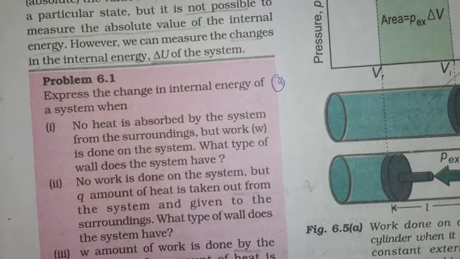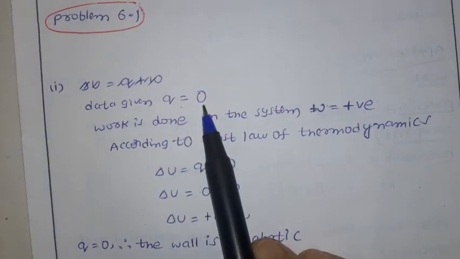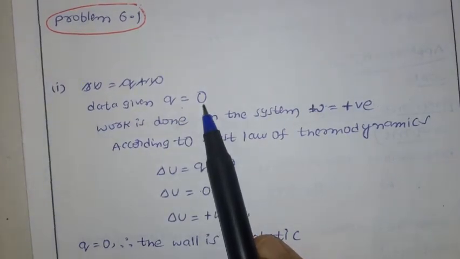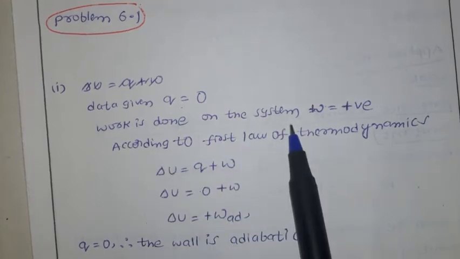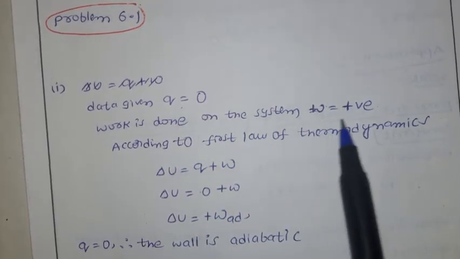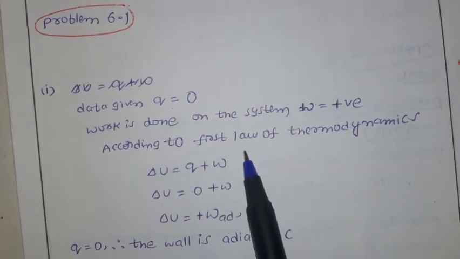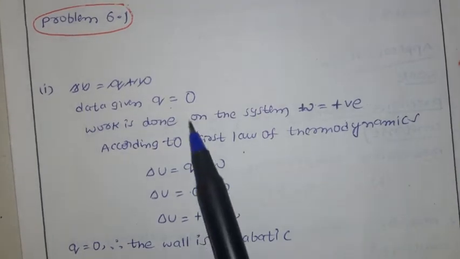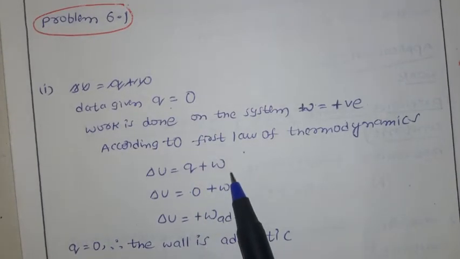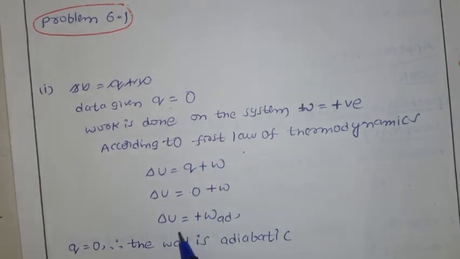First, what they given: no heat is absorbed. Here data given: Q is equal to 0, because already told no heat is absorbed. Next, work is done on the system. On the system means W is positive. According to first law of thermodynamics, we have the mathematical expression delta U equal to Q plus W. If you substitute here, Q value is 0, W is positive. So total, delta U equal to W.